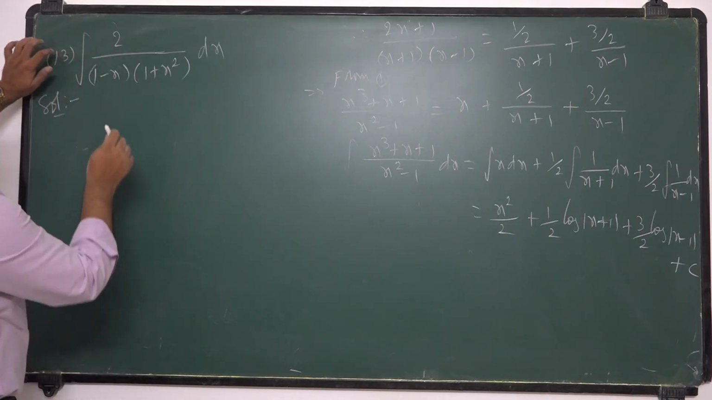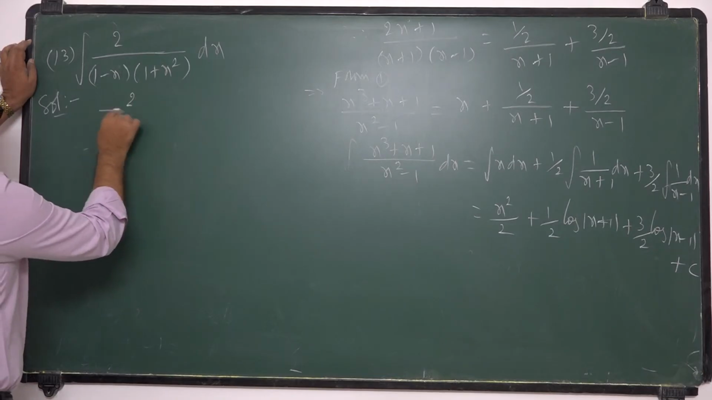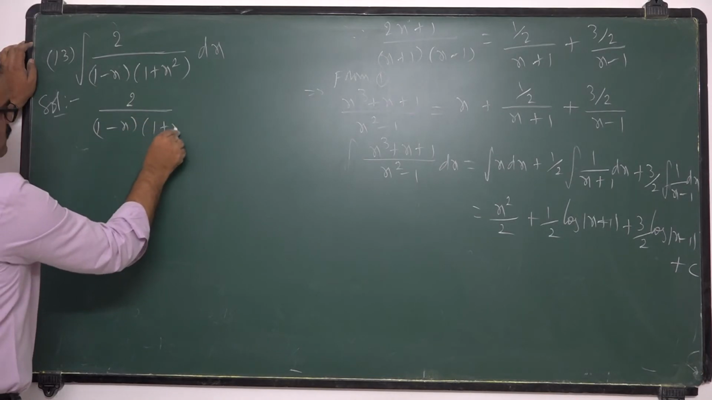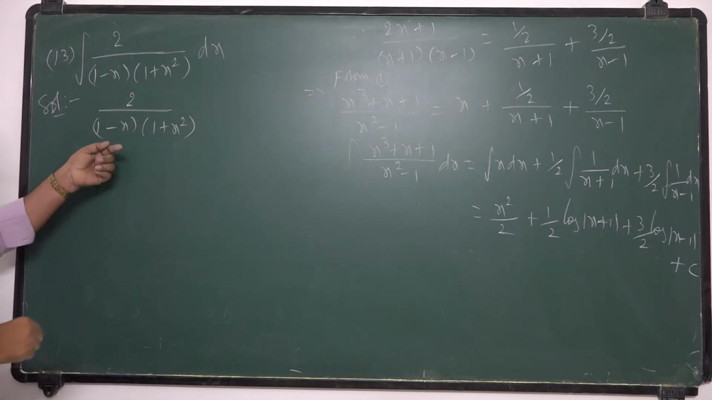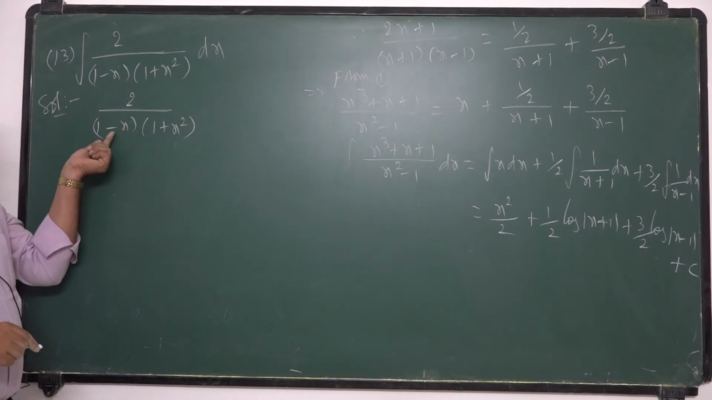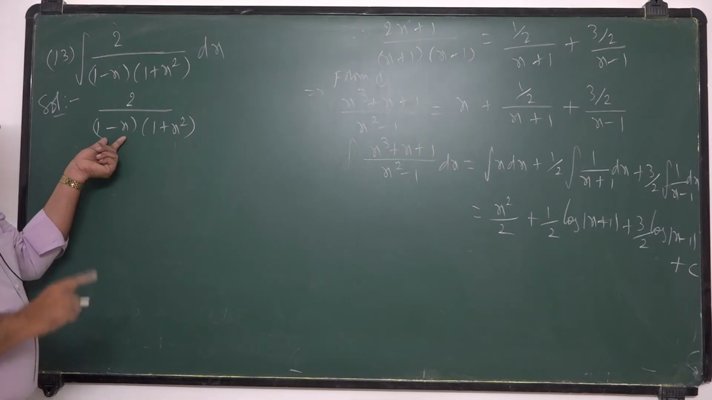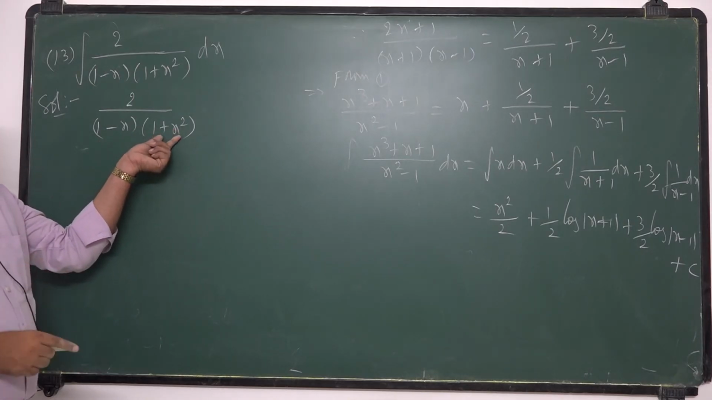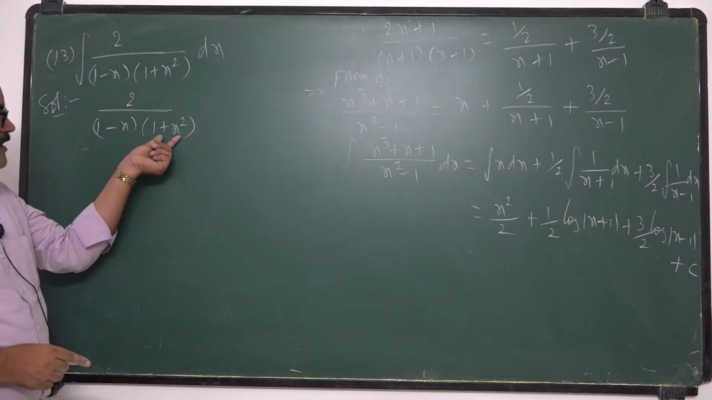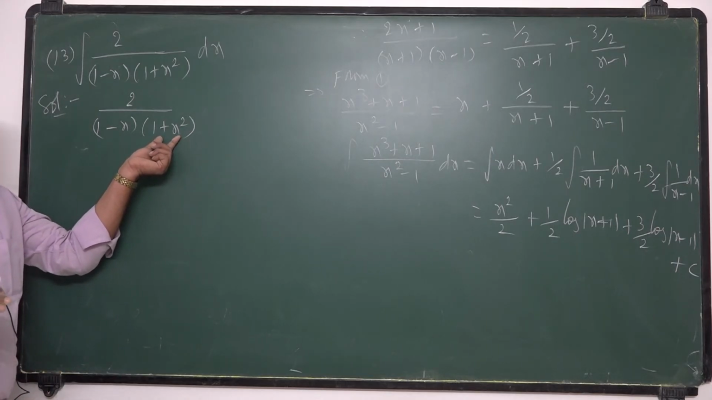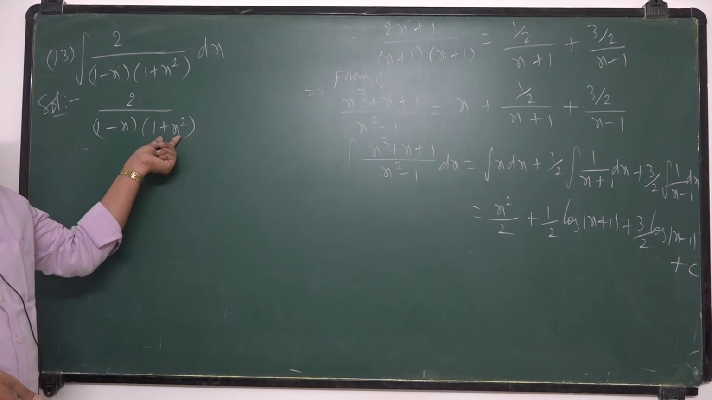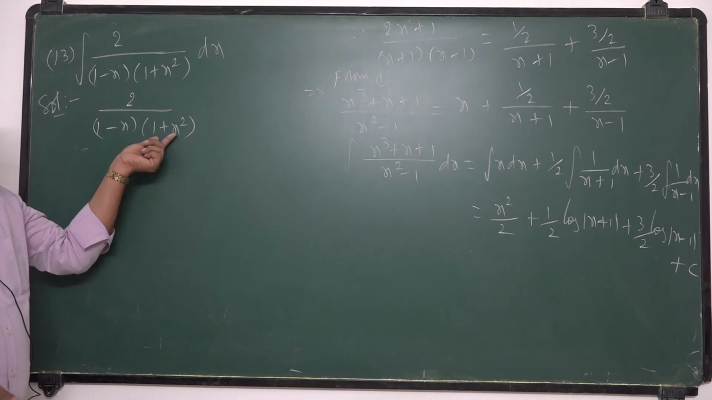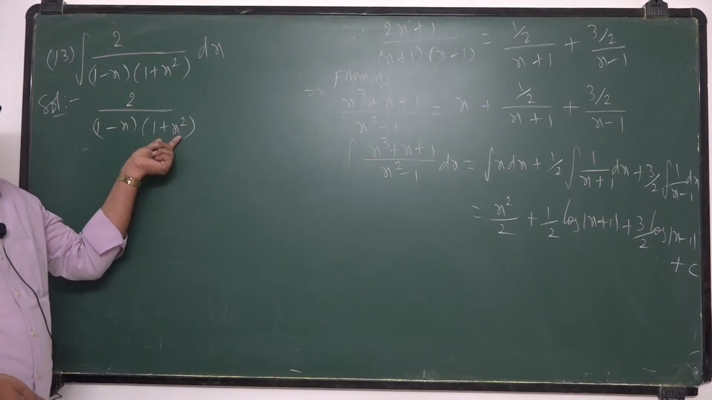What is the given function? 2 by (1 minus x) into (1 plus x squared). You see the denominator: 1 minus x is a linear factor, and 1 plus x squared, or x squared plus 1, is a quadratic factor, but it is an irreducible quadratic factor. There are no linear factors corresponding to this quadratic factor.